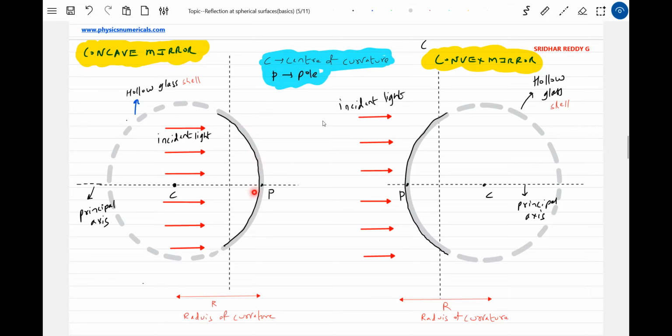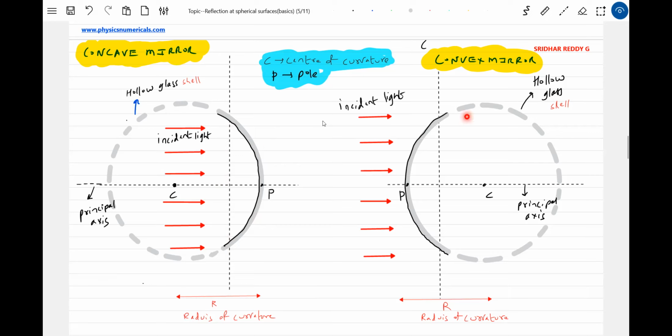The inner surface will be available for reflection. A part of the glass shell is what I'll be using for the reflection. This whole shell is not a concave mirror, only a part of it. This section is what will become a concave mirror.